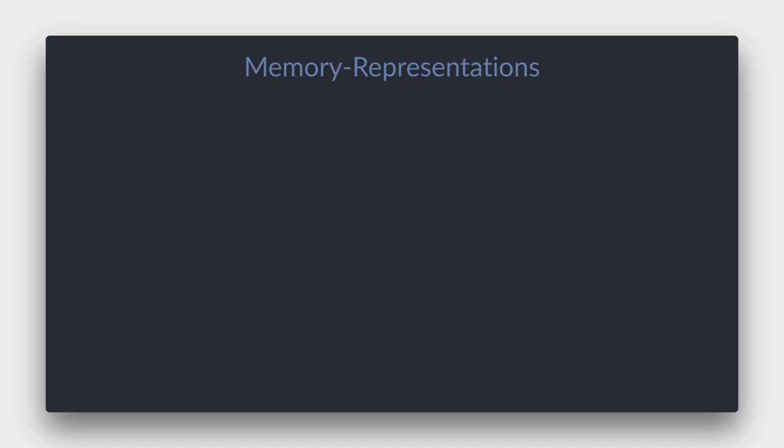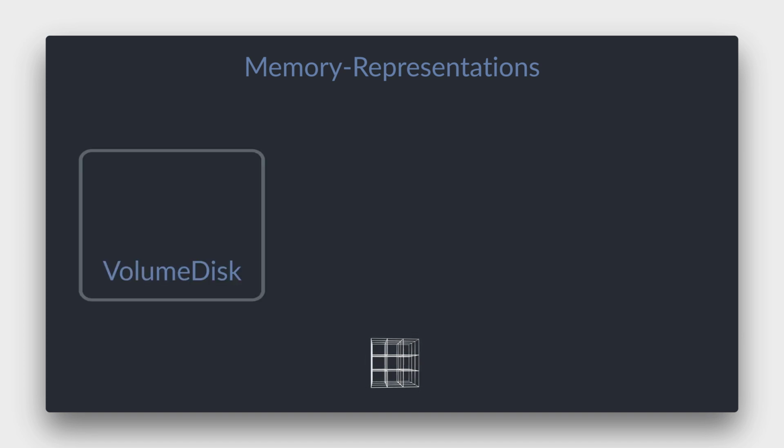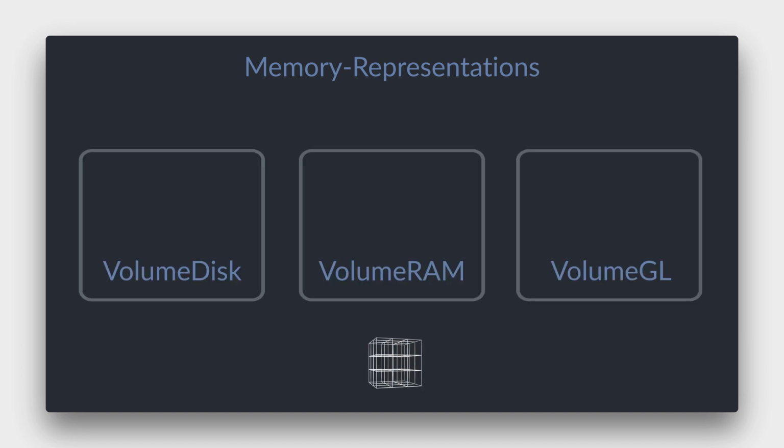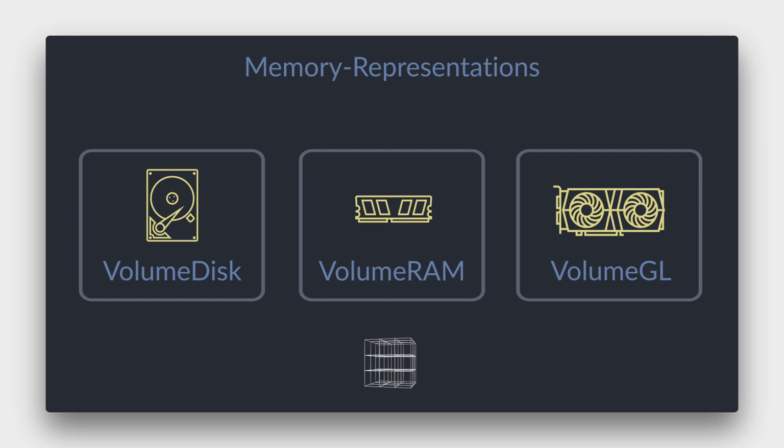The memory representation abstraction handles the actual storage of data in a device-independent way. That means that for each data structure, there are memory representations for each storage type. In the case of the volume, that means there is a volume disk representation, a volume RAM representation, and a volume GL representation that represents a volume either on disk, in CPU memory, or in GPU memory inside of an OpenGL context.